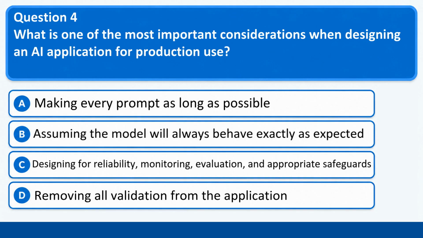Question 4. What is one of the most important considerations when designing an AI application for production use? A. Making every prompt as long as possible. B. Assuming the model will always behave exactly as expected. C. Designing for reliability, monitoring, evaluation, and appropriate safeguards. D. Removing all validation from the application.